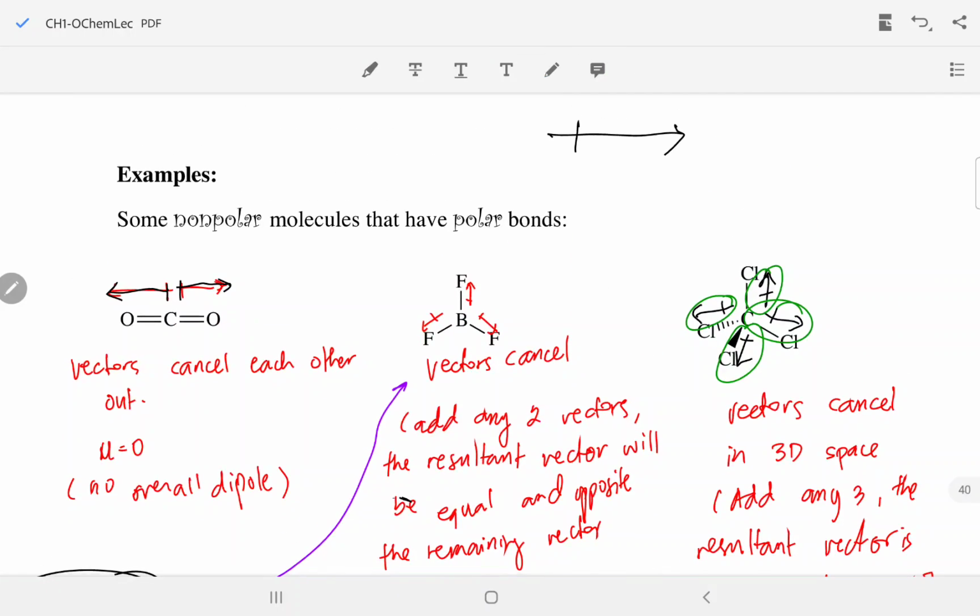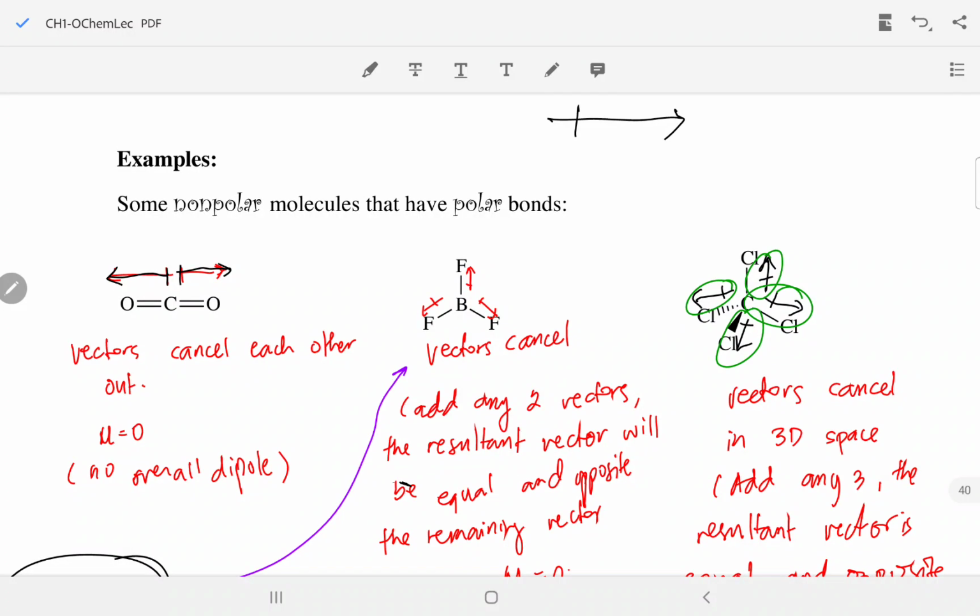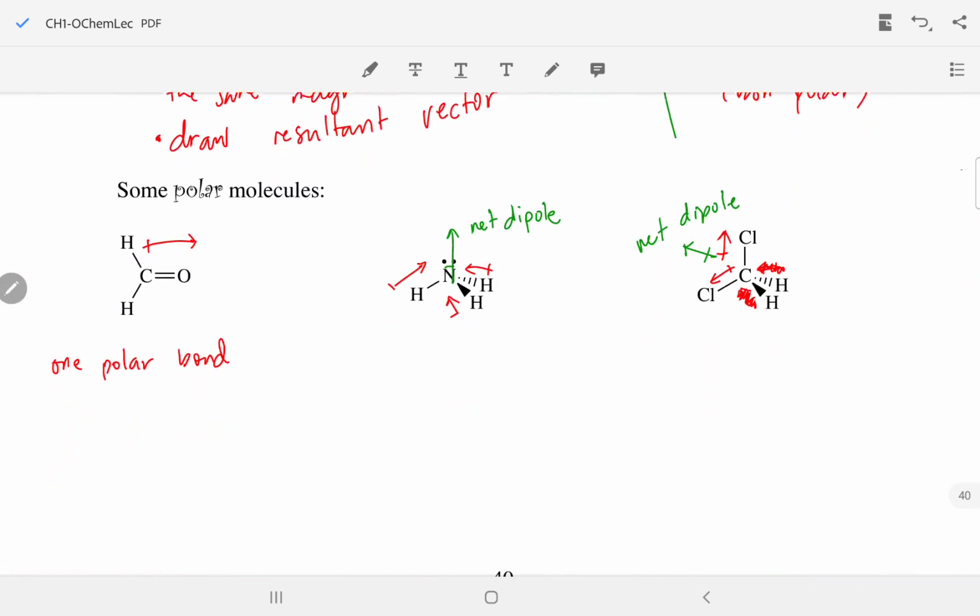Okay, even though they are non-polar, they have polar bonds because the groups on the central atom are electronegative. You can always account for the electronegativity difference, but they are non-polar because the polarity of the bonds will cancel, leading to a 0 dipole moment.